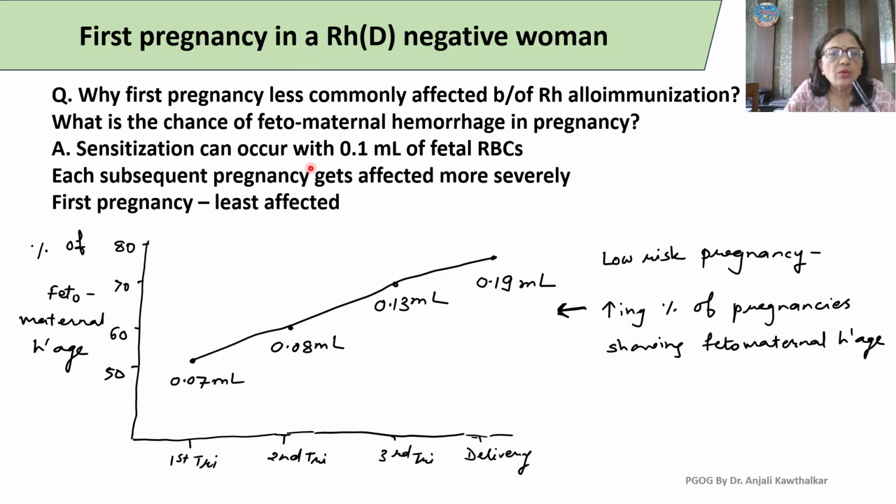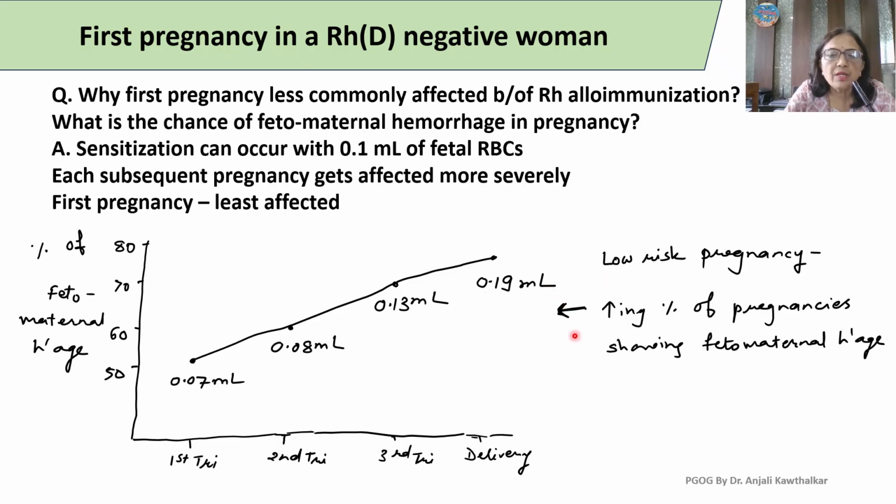Sensitization can occur with 0.1 ml of fetal RBCs also. As we can see in this graph, 50% of antenatal patients will have 0.07 ml of feto-maternal hemorrhage in the first trimester. 60% will have 0.08. As pregnancy progresses, the number of women having feto-maternal hemorrhage keeps on increasing, 0.13 in the third trimester, and maximum at the time of delivery, 0.19. This is one of the average data. How much is the feto-maternal hemorrhage in a normal, low risk pregnancy, or how much fetal blood is entering the maternal circulation?